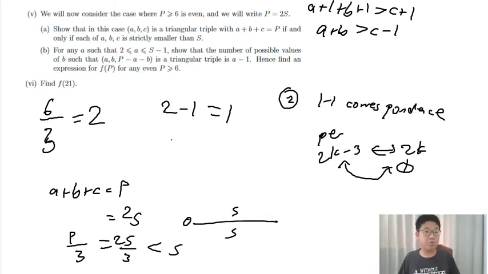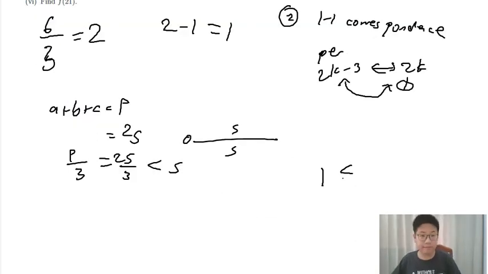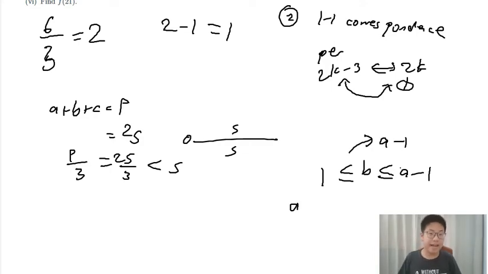For any a such that 2 is less than a less than s minus 1, show that the number of possible values of b is a minus 1. So you can literally draw a triangle of these. We're going to use a visual analogy. Let's assume p minus a minus b. So b can range from 1 to a minus 1. What does this mean? It also means that a will have more values to choose from, and therefore this will have a minus 1 choices. Hence give a formula.